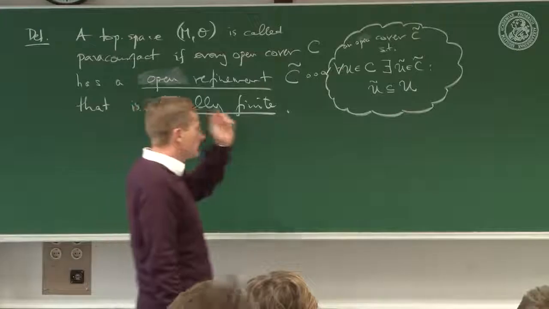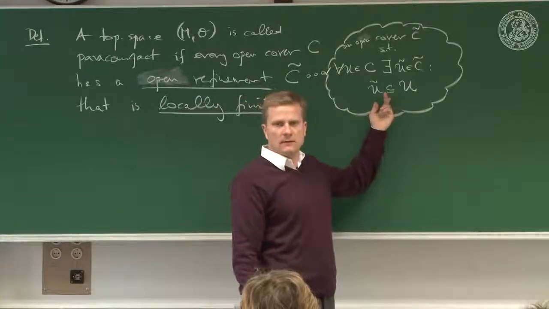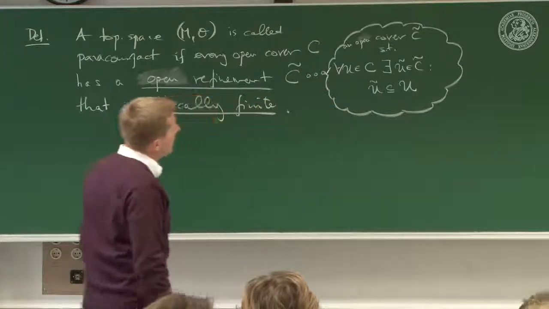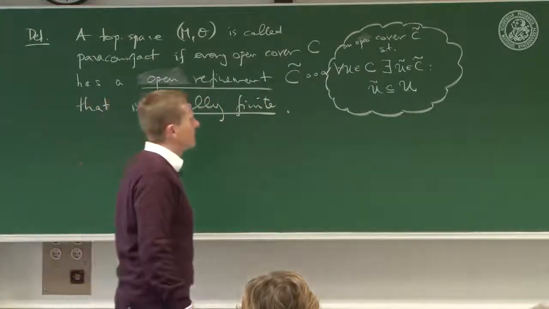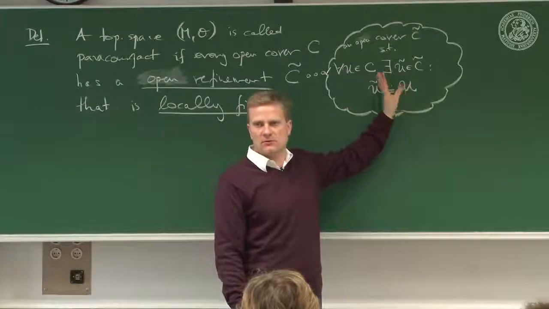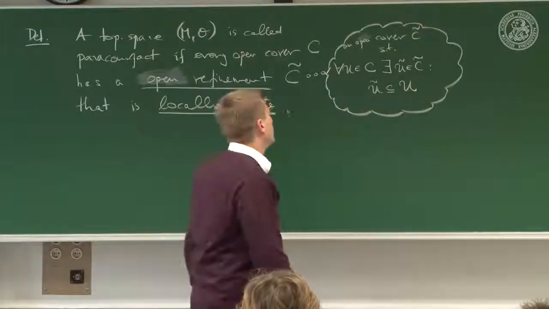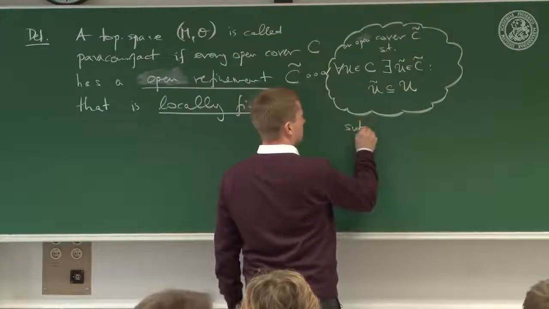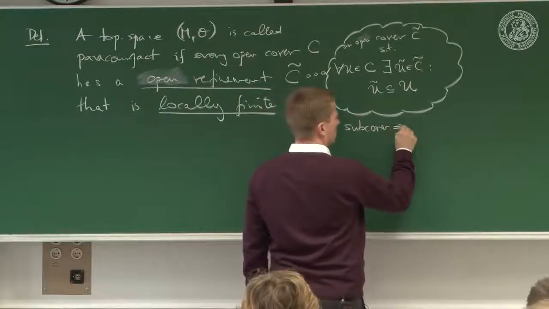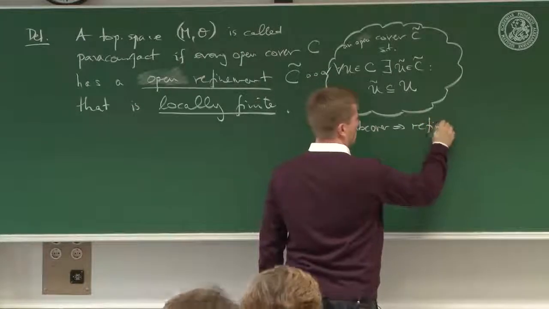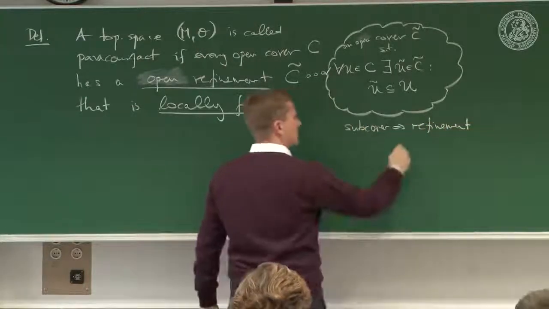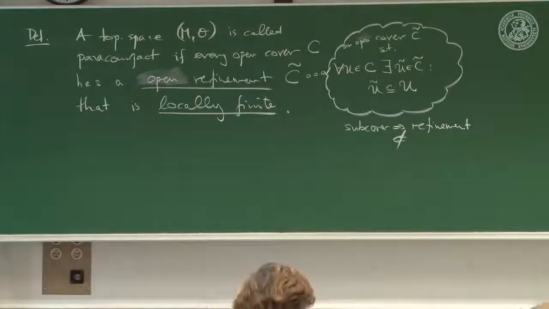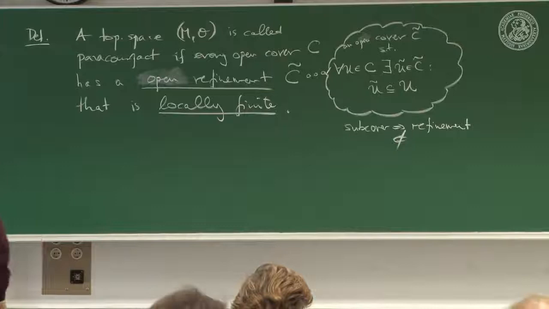Now, when I wrote down the definition of compactness and the definition of subcover, I started out like this and then said, no, that's wrong. The point is that any subcover is a refinement, but not the other way around. Okay?